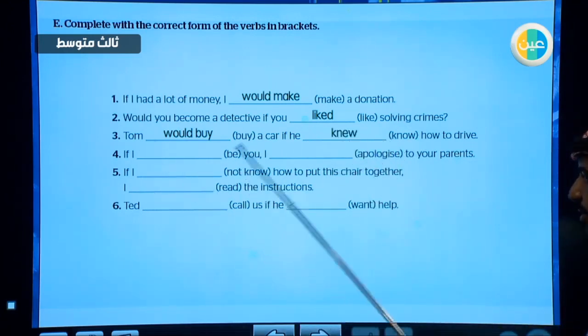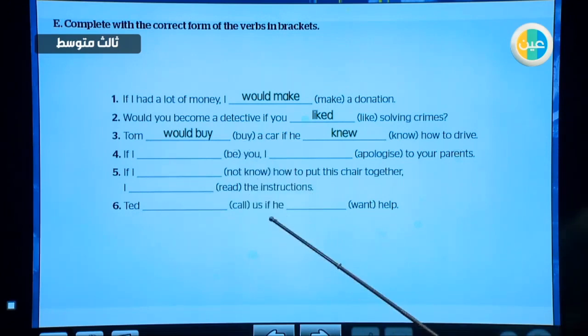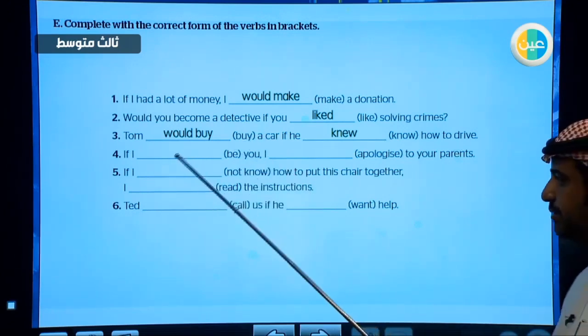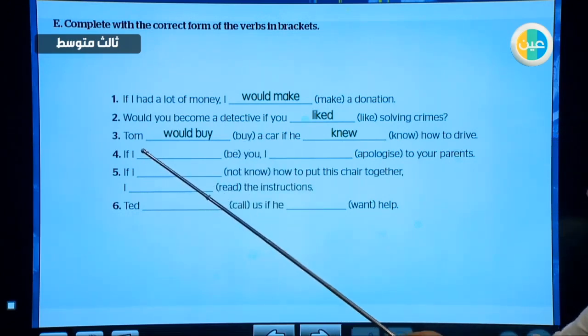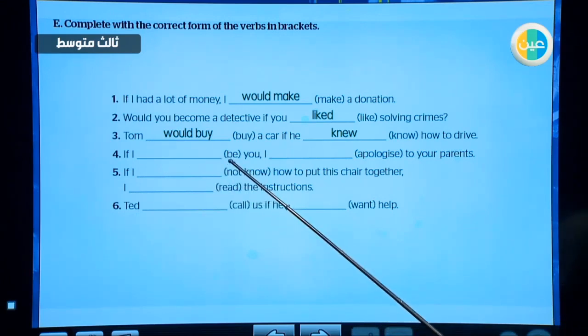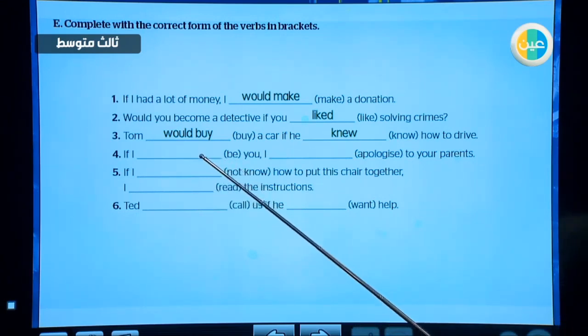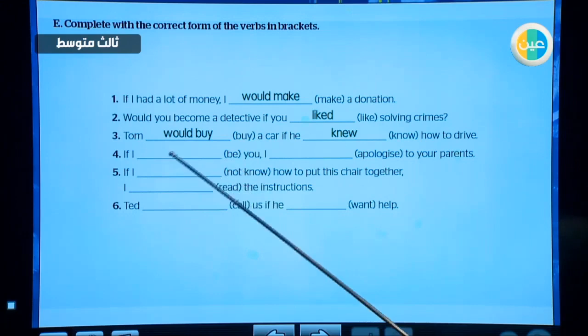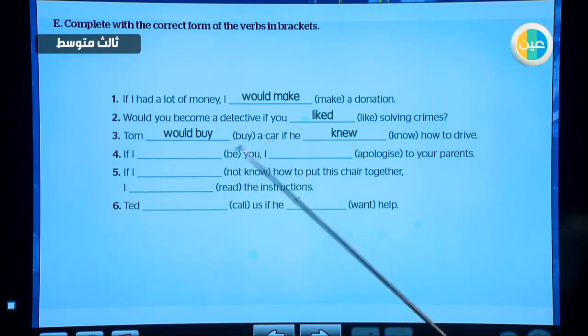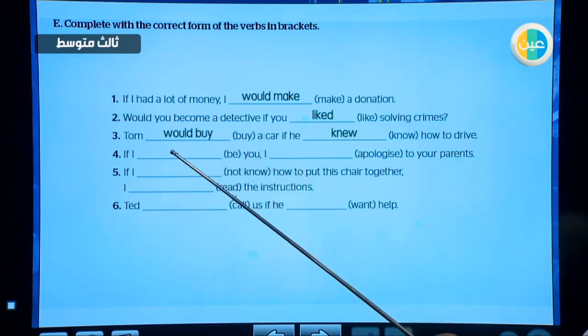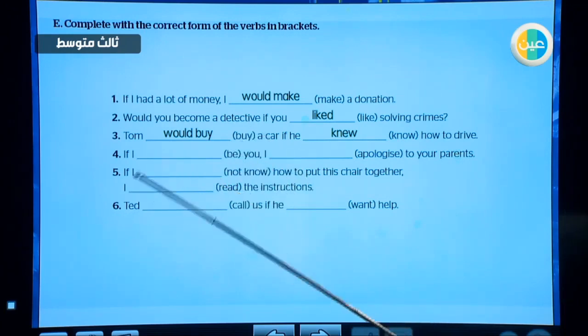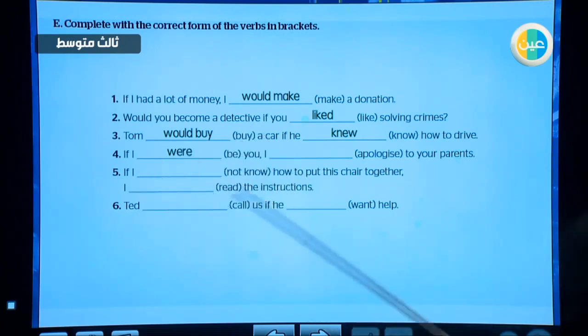If I be you, this is a way to express your opinion or to give advice, and with verb be we use were, yes, with all persons. So if I say if I was you or were you, of course if I were you, if I were you, I apologize to your parents. I would apologize to your parents.